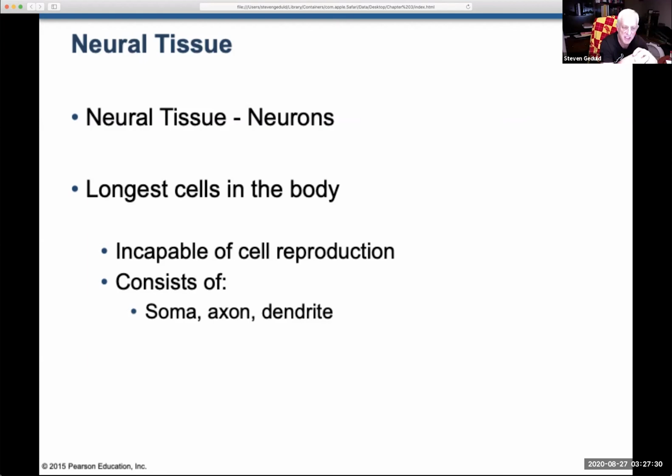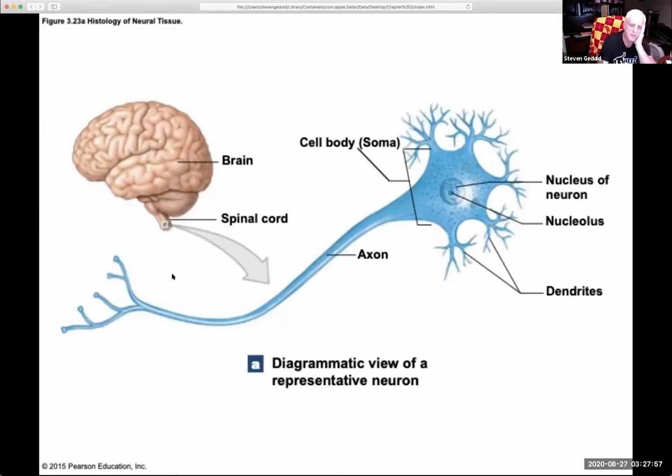They consist of the soma. Soma just means the cell body. They consist of an axon. An axon is the long part that comes out and it sends the nerve signal to another cell. And it consists of dendrites. Dendrites are sensory receptors of the cell where input comes in. And once the input gets big enough, that axon fires and transmits to the next cell. So you have soma, axon, and dendrite. Okay, and this is what the cell looks like.